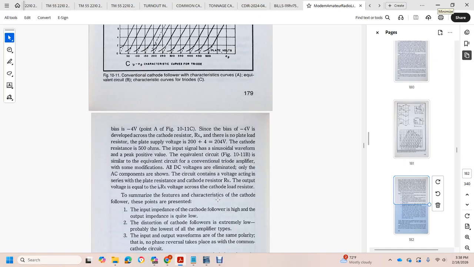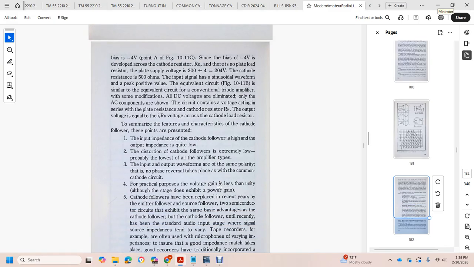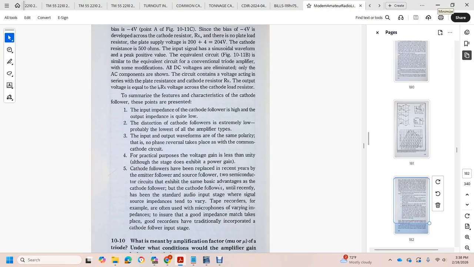The equivalent circuit is similar to the equivalent circuit of the conventional triode amplifier, with some modification: all DC voltages are eliminated and only the AC components are shown. The circuit contains the voltage acting on the series of the plate resistance and the cathode resistor, with the output voltage equal to the voltage across the cathode resistor, which is the load resistor, similar to the character of the cathode follower.